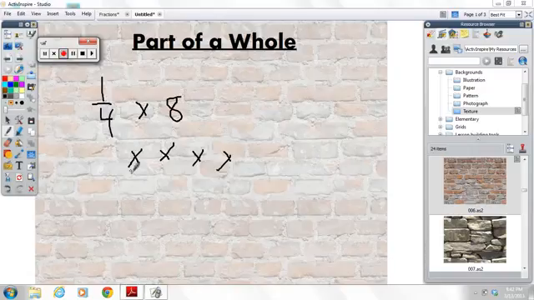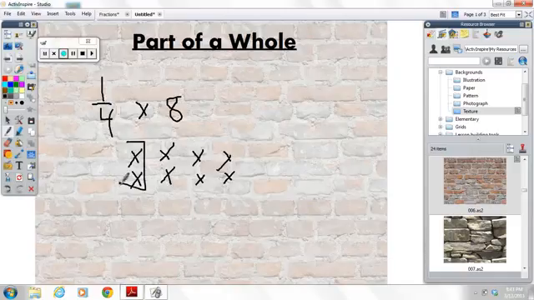So the 8 is going to be divided into 4 groups, and you have to ask yourself, well, how many would be in each group in order to get us this total number of 8? Well, we know that if we put 2 in each group, that would get us the 8 total. Alright, so what we did is we took the number 8 and we created fourths.